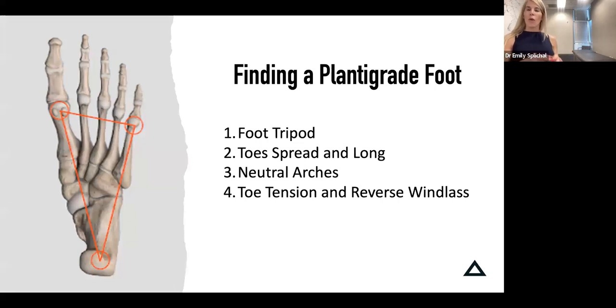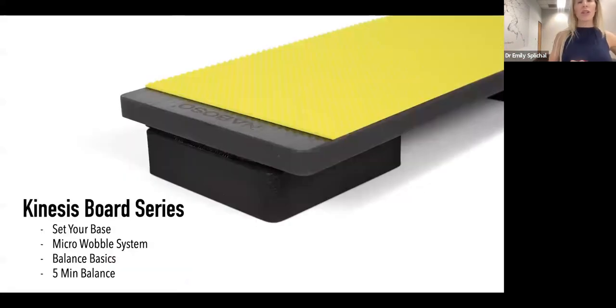Okay. So it all starts with a stable base. So finding your foot tripod, spreading those toes. Remember, you need toe flexor strength in order to have a stable base. Neutral arch. If you need to use the Neboso wedges to hold your foot in a neutral position when you do the exercises, then definitely get the foot wedges. Okay. That may mean that if they need the foot wedges when they train barefoot with you, they might need a post or an orthotic in their shoe. And that's okay. Sometimes people do, right? And then toe tension or activation of the foot intrinsics, right? That's really what we're going after.